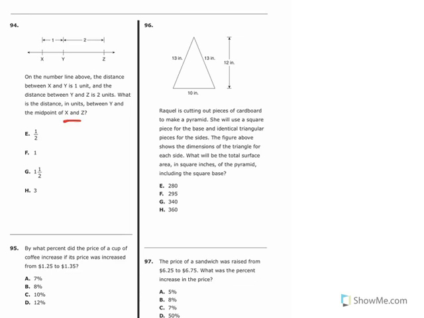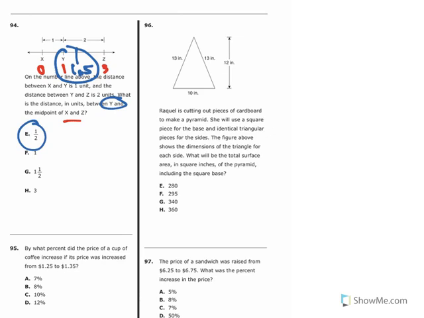All right, so if we think about this like a number line, this would be 0, this would be 1, this would be 3, right? Because we're going from x, which is 0, over 1 to y, and then over 2 to z. So the midpoint of x and z is the midpoint of 0 and 3, which is going to be 1.5. So the difference between y, which is 1, and 1.5 is obviously going to be half.